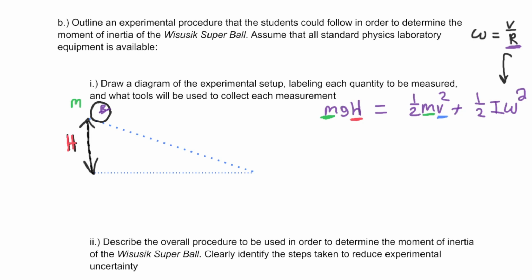So v, we could get cleverly via kinematics, but again, we're saying that we got all the physics equipment here. So all we're going to do is at the bottom of the ramp, we're just going to put a little photo gate at the finish line. And we're going to measure v from the actual photo gate. And we'll label this as a photo gate.